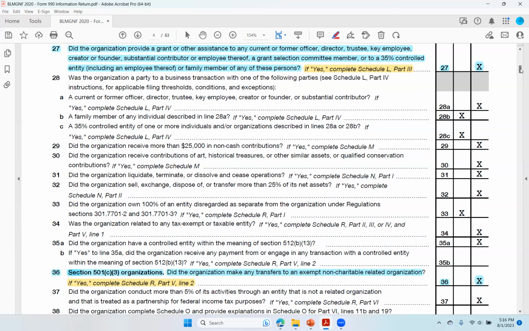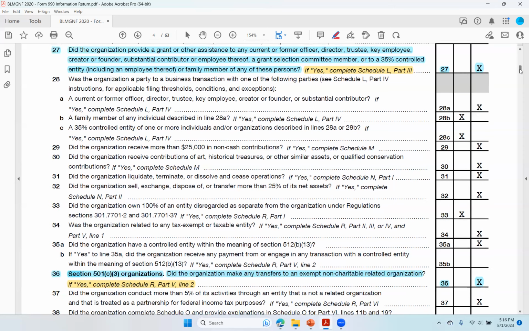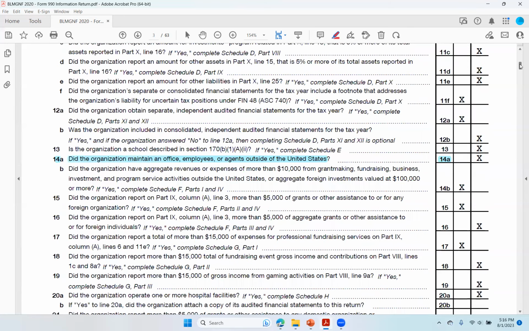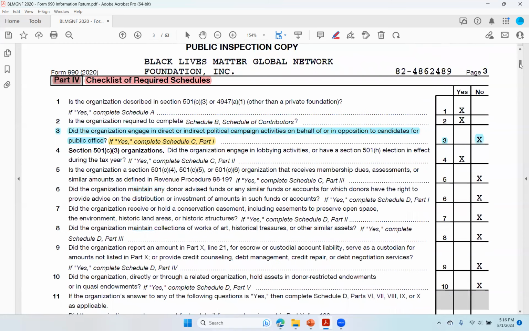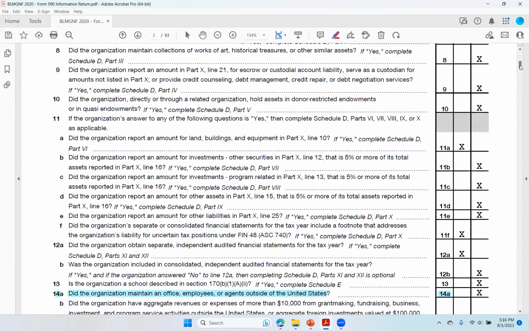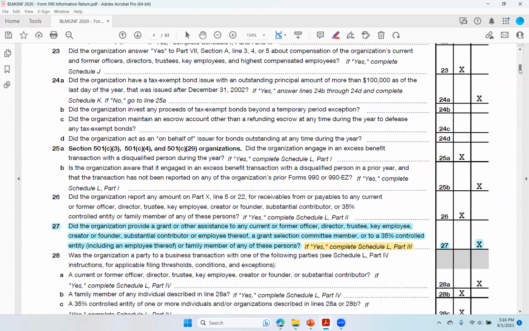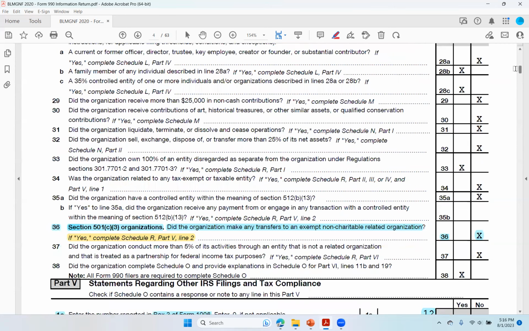So in this section, part 4, checklist of required schedules, I have identified 4 red flags. Line 3, line 14A, line 27, and line 36. So now I'm going to pause my screen and transition over to the IRS.gov website that I promised, so that I could show you some examples of the schedules.